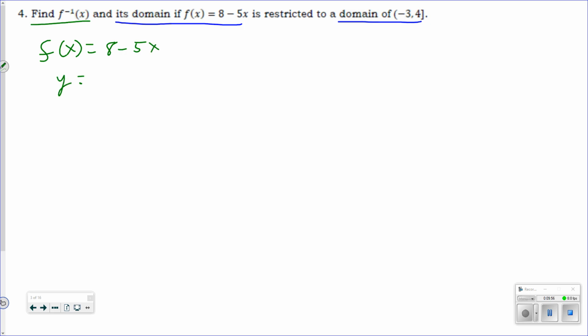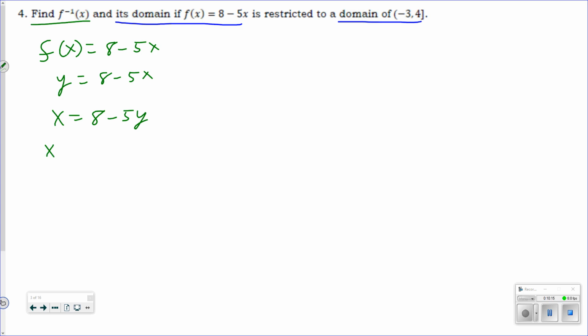Well, that's the same as y equals 8 minus 5x, right? F of x's are kind of like your y's. So y equals 8 minus 5x. And then to figure out my inverse, you flip the x's and y's. There's no real math here, just switch them. And then solve for y.